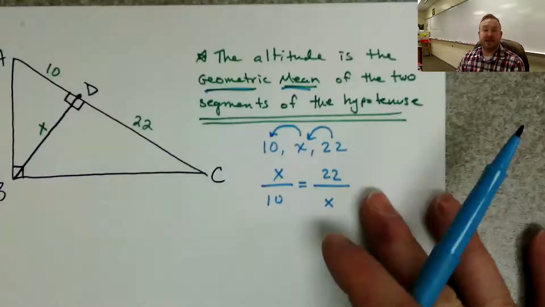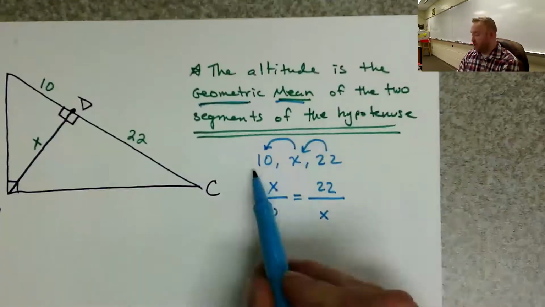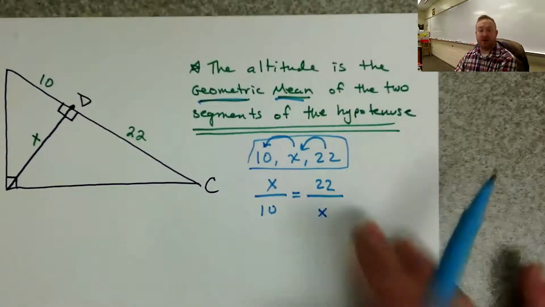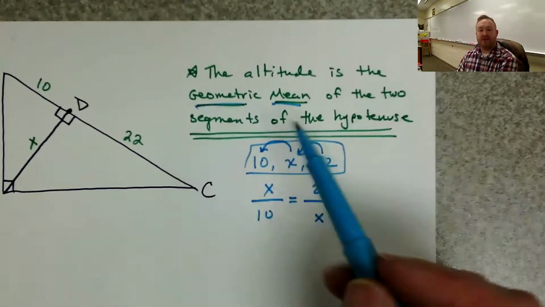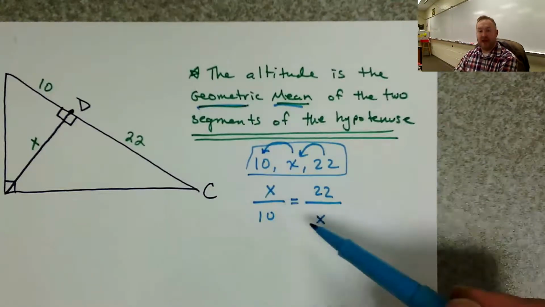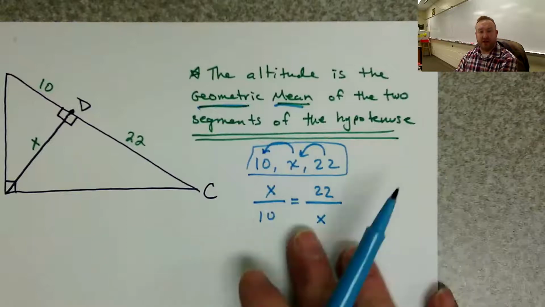Now I'm going to go ahead and tell you that from now on, you don't need to go through all of this business every time. We can just set up our proportion here, because you'll notice that the thing that is the geometric mean is diagonal from itself. And then the other two numbers just take up the other two spots.